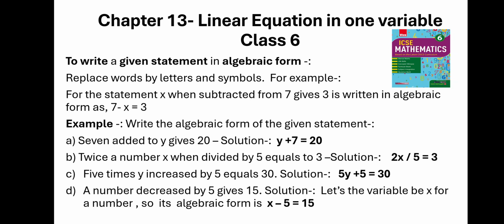A number decreased by 5 gives 15. Let the variable be x for a number. So its algebraic form is x minus 5, because decreased by 5 means minus 5, equal to 15.